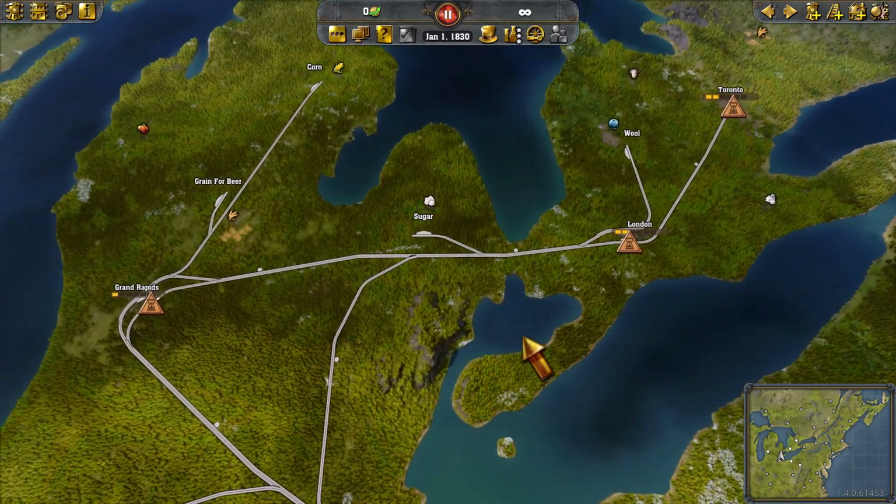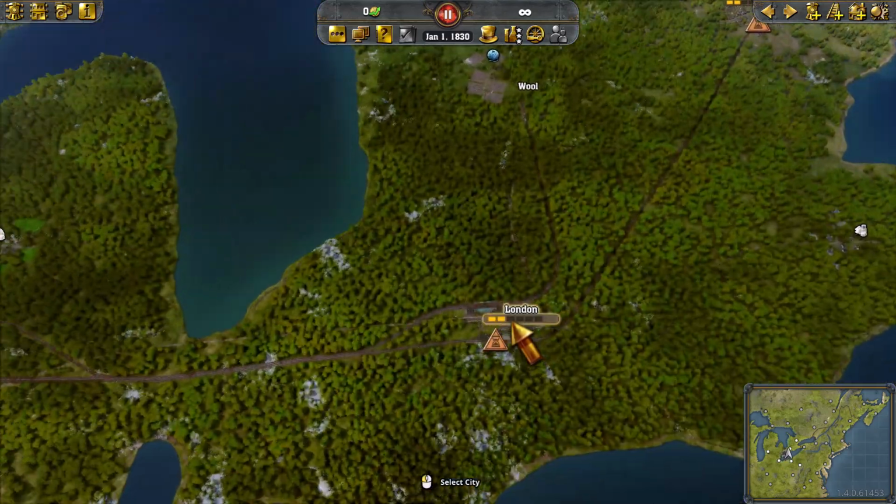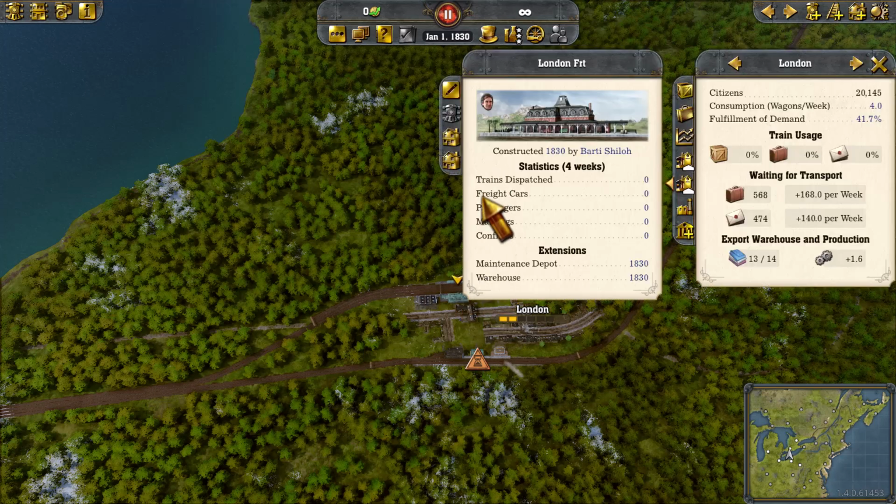And so we have lines that connect to warehouses. In London, there's a London freight station. It has both maintenance and warehouse. Now, this is something I had tended to stay away from, putting maintenance in my freight stations in the cities. I'm actually finding I like it.